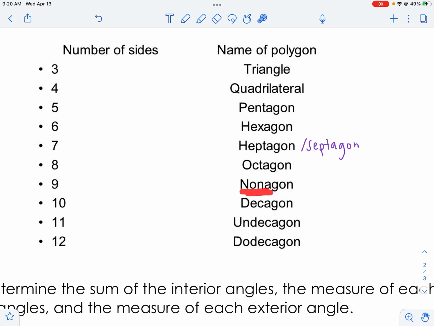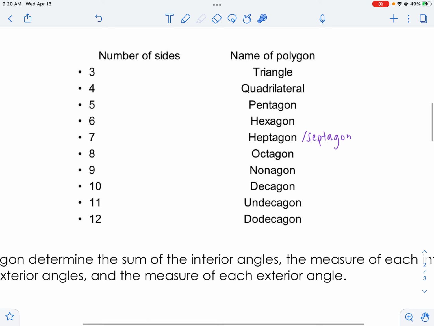Nonagon, so I feel like it's kind of in the name, like nona, 9. Nonagon is 9. Deca, you've heard that before. Decade. Decagon is 10. And then undecagon, so think like uno, 1, and deca, 10, so 1 and 10 makes 11. And then dodecagon, so I think dos is 2, and deca is 10, so that would be 12 sides right there.